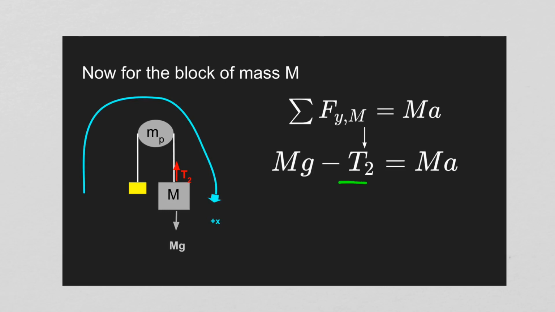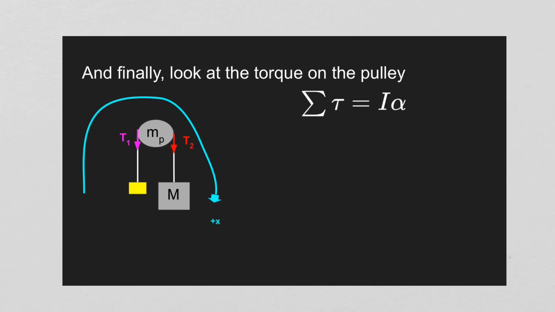Well, here I've got T2 is in the negative direction. Why? Because that's how I set up my axis. So that the acceleration a of the little m and big M are going to be the same. And Mg is pulling down in the positive x direction. So now I have an expression for T2. What do T1 and T2 act on? Well, they act on this pulley.